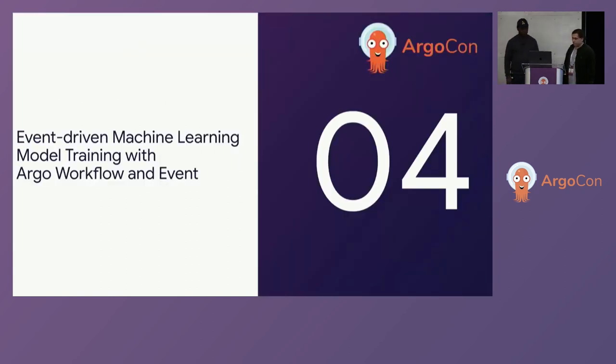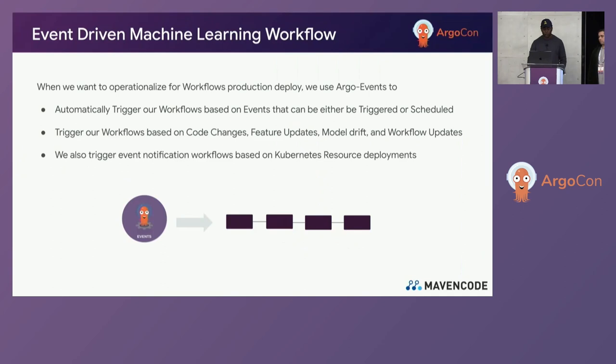Charles? Yeah, sure. So to basically operationalize all these things, we need to react to events. And the event could be things like code change whenever you commit your code to the Git repo, data change whenever there's a change in your data sets. You want to trigger a retraining if it's necessary. And if you notice that your model is drifting, basically you want to retrain the pipeline.